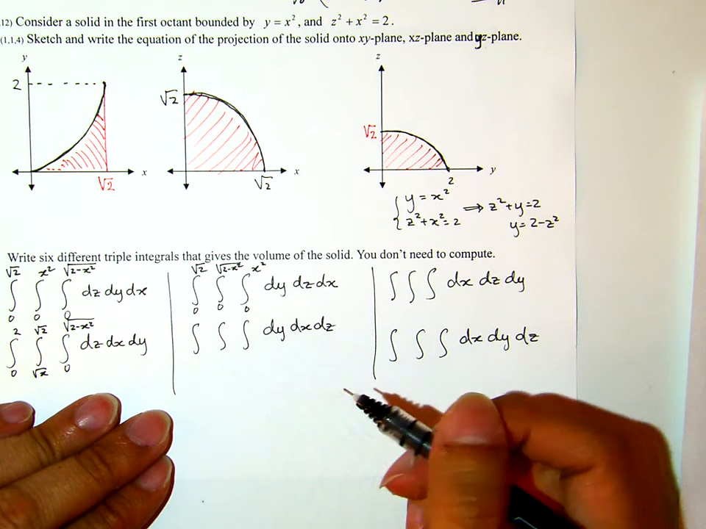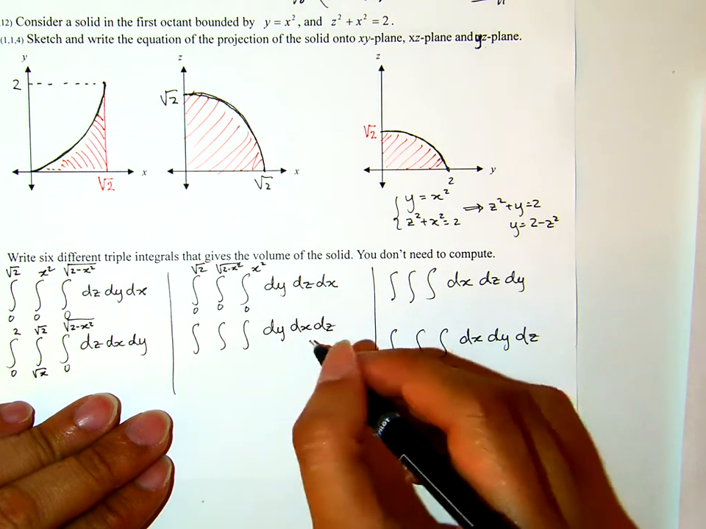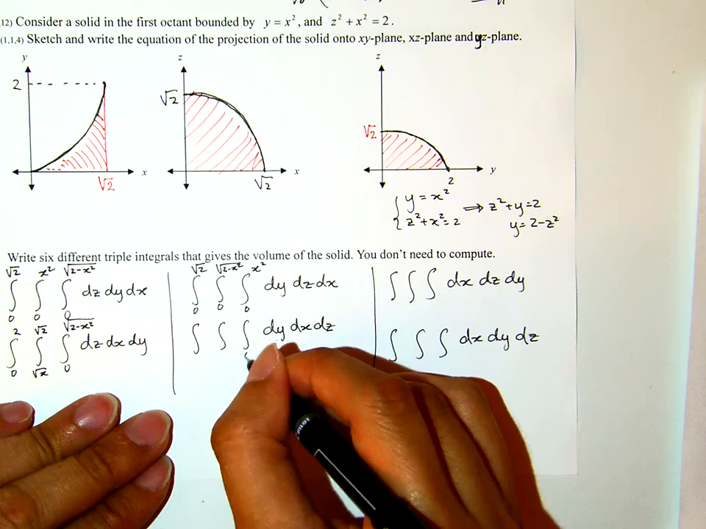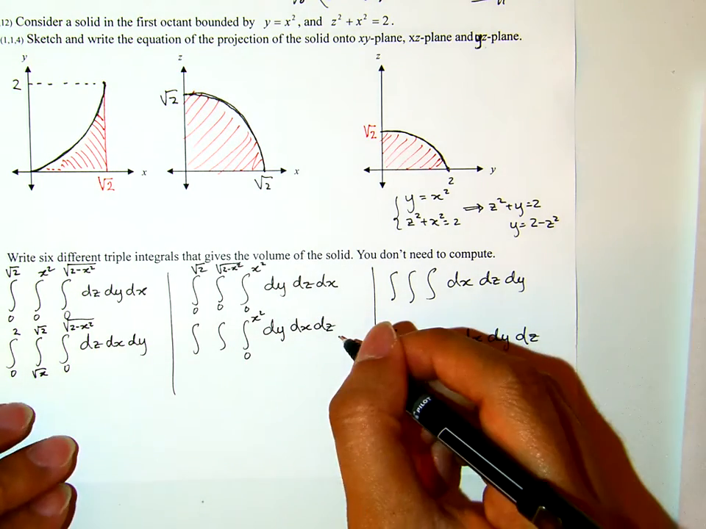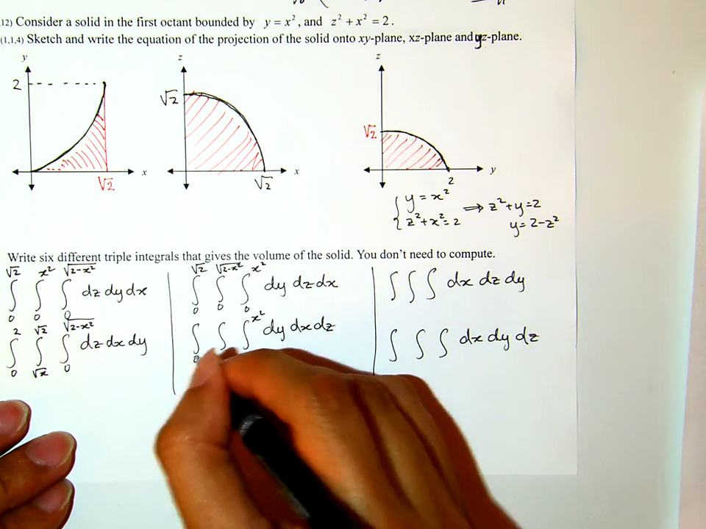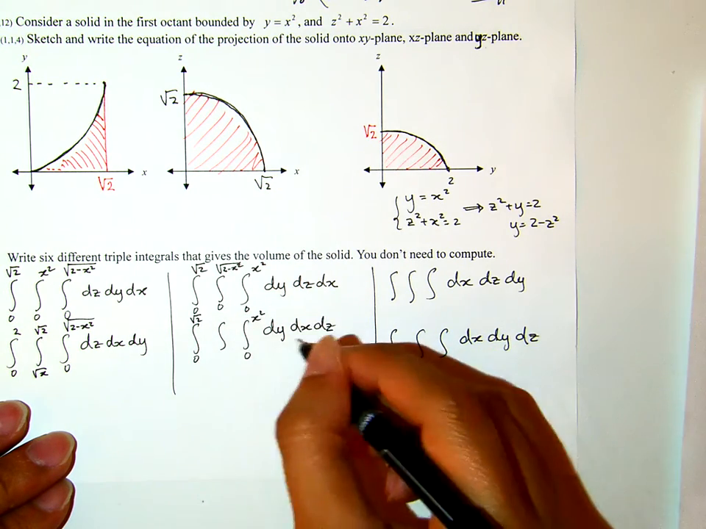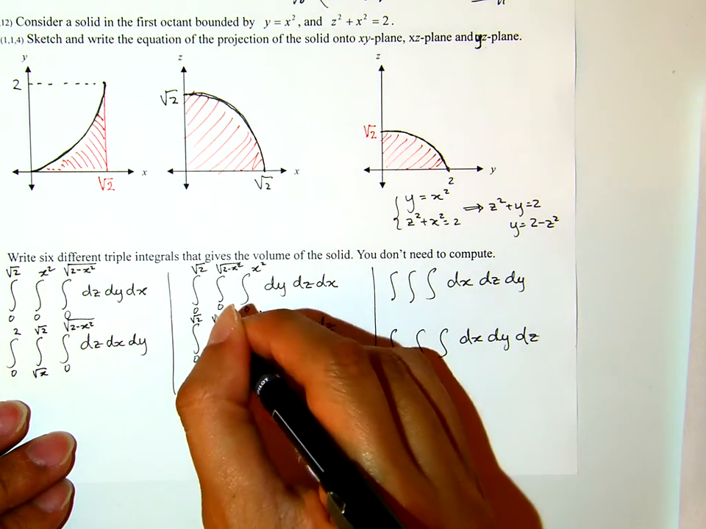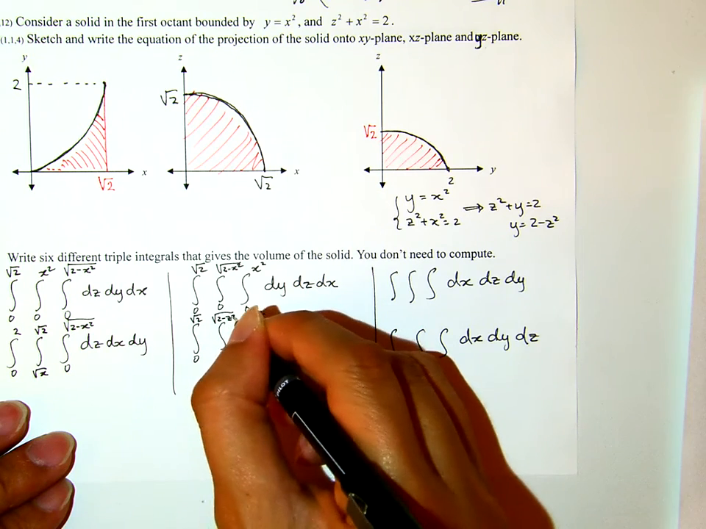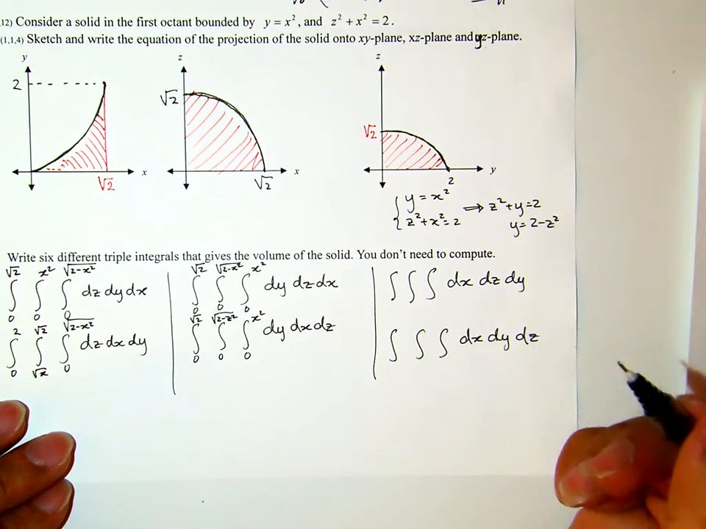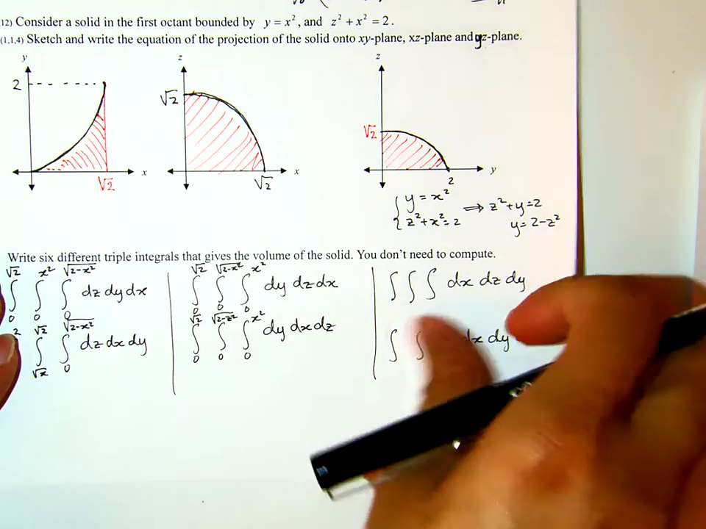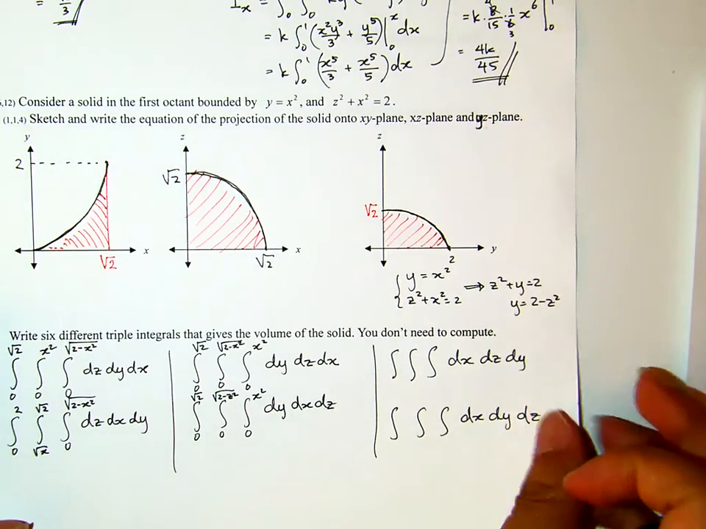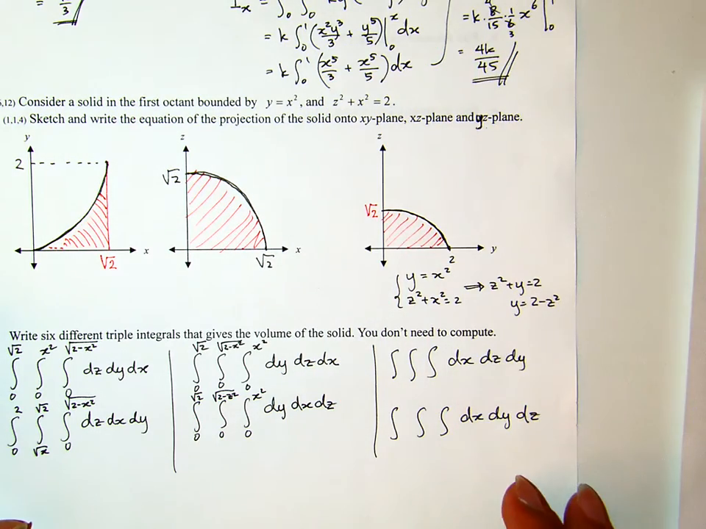Now then, if I reverse the ordering, still dy, so this will be 0 to x squared, right? And dx, dz, the z will be from 0 to radical 2, and x will be from 0 to square root of 2 minus z squared this time. If you think about it, this is where I get it from.